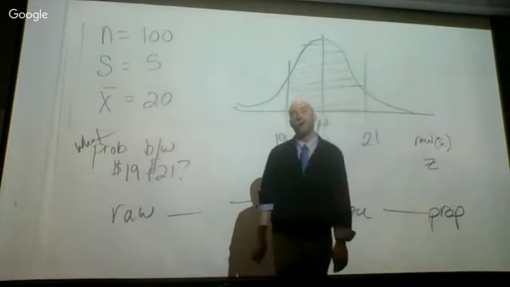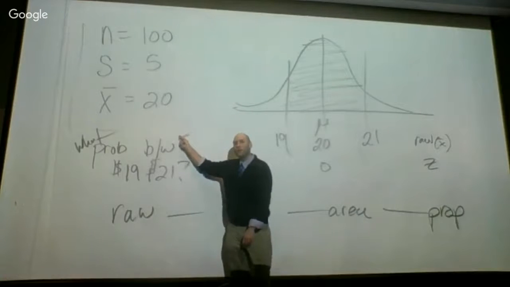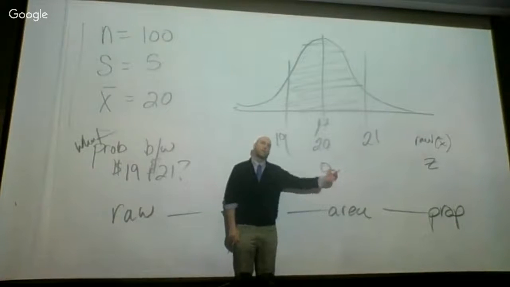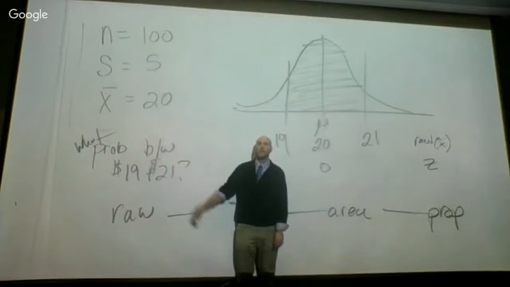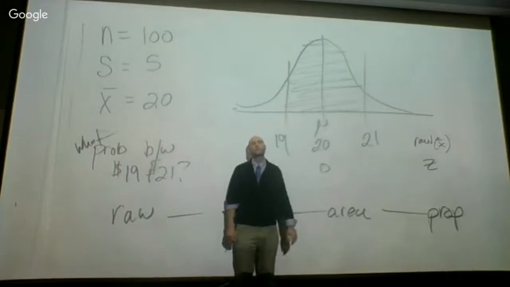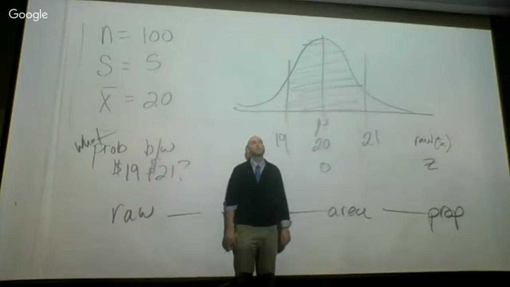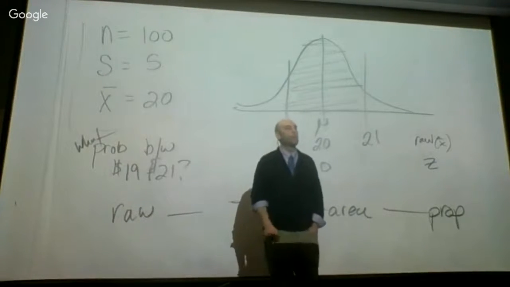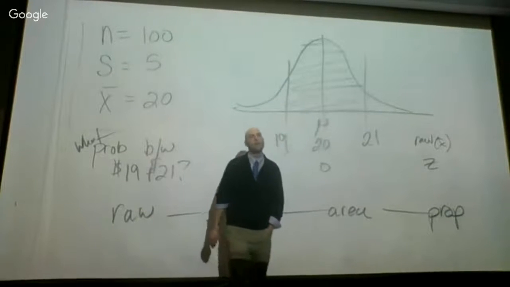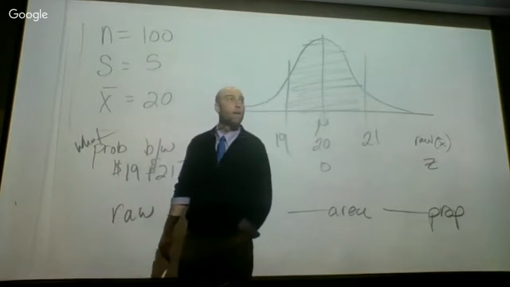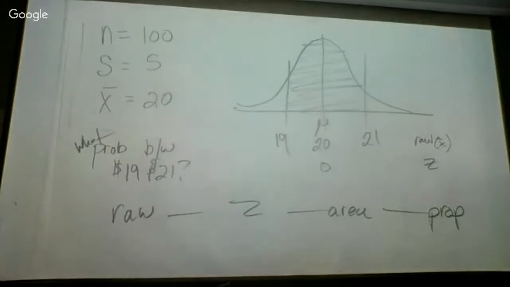So I just need to go from a raw score. In this case, I could choose either one of these. Both of them are equidistant away from the mean. So if I find a z-score for 21, it's the same as the negative z-score for 19. So I'm just going to go with 21 because it's on the positive side. I need to go from a raw score to a z-score. What's my formula for a z-score? Katie? Sampling error over standard error. All right, what's my sampling error? If I choose 21 as my target, what's my sampling error? 1. Yeah, what's my standard error?